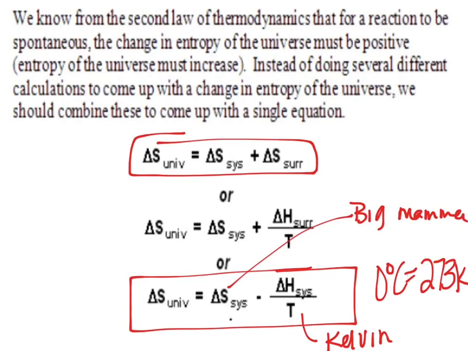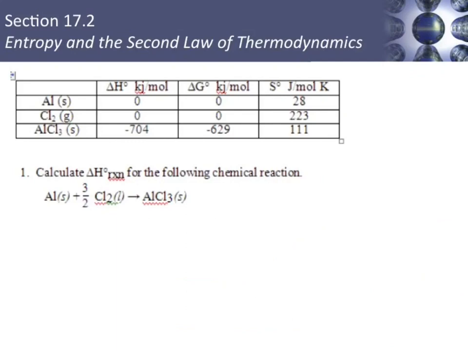Okay, so let's go work some problems. Calculate. So here is the thermo table. You see the units, kilojoules per mole for H, for G, it's kilojoules per mole, and for S, it's joules per mole K. So delta H for the reaction. We need our H values. So delta H of the reaction is going to be products minus the reactants.